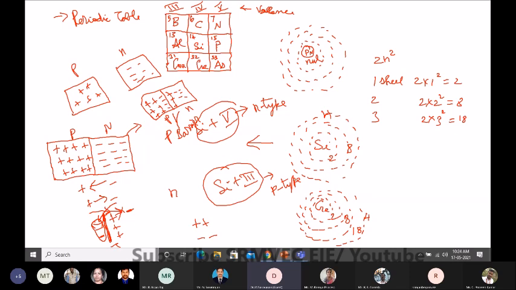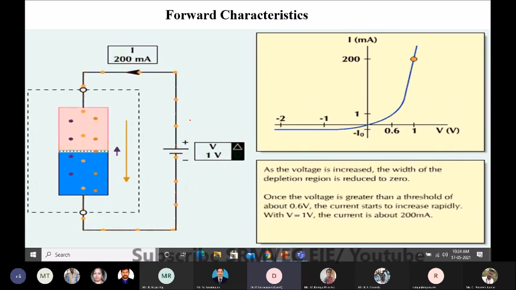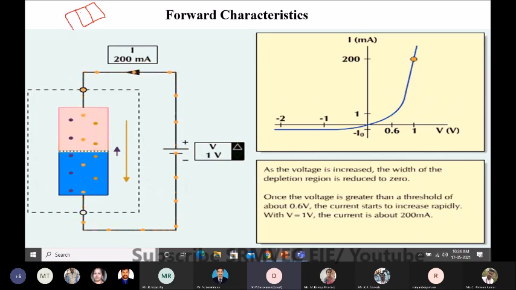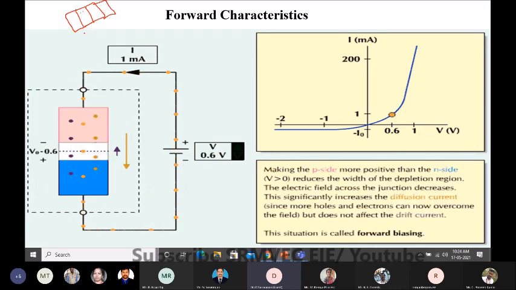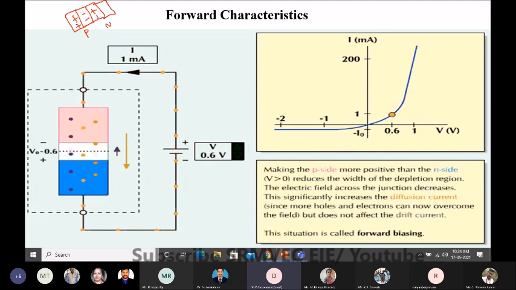Right, I think you understand now. Now coming to the forward biasing or forward characteristics and reverse characteristics, it is nothing but taking the same PN diode. A PN diode is available. So here this is P type and this is N type. This region has holes, and here there is a barrier potential, and this is the nature of N type.